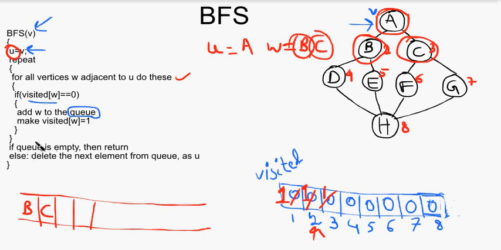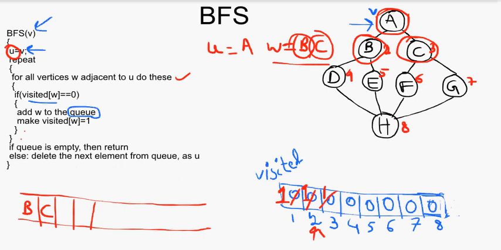Now once you're done here, you're coming out of the loop because this W is finished. So it's checking if the queue is empty. Is the queue empty? This queue is not empty, right? So this will not return. It will go to the else part. It will delete the next element from the queue as U.